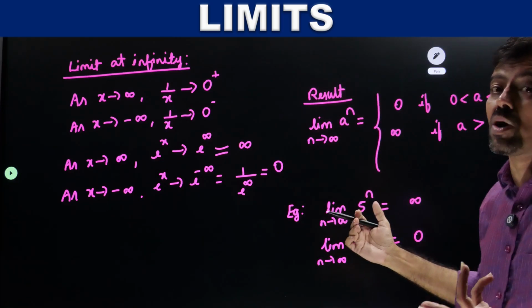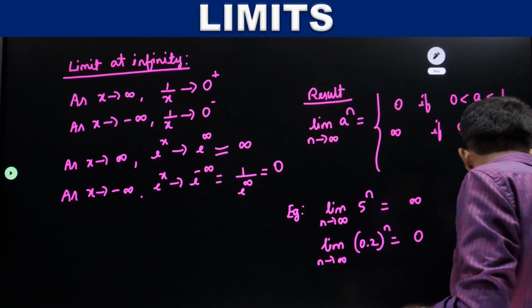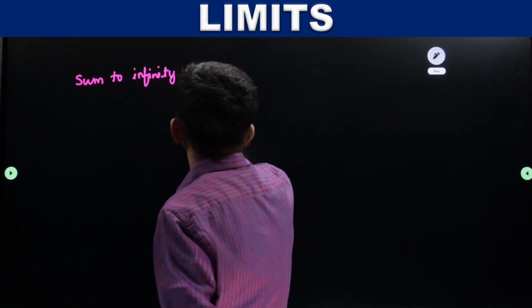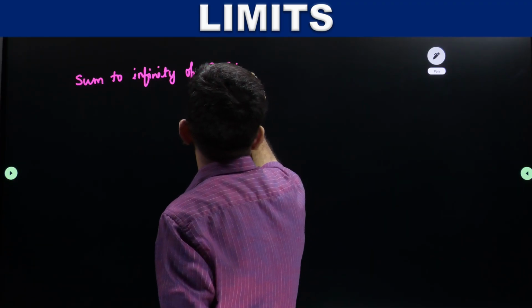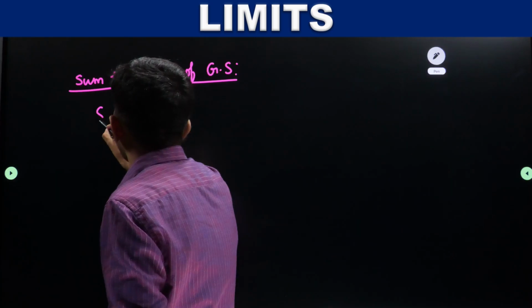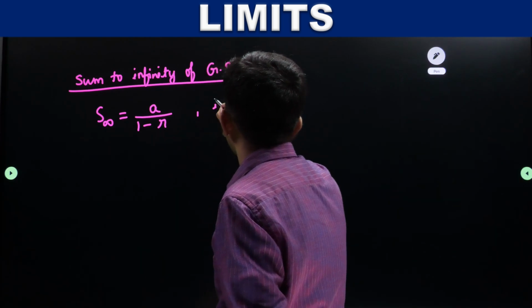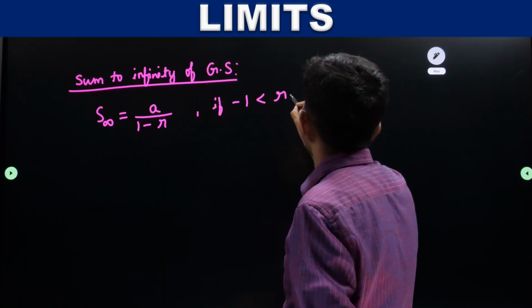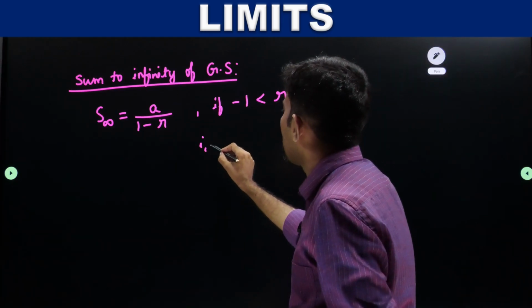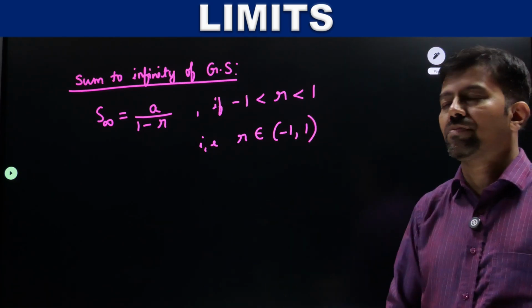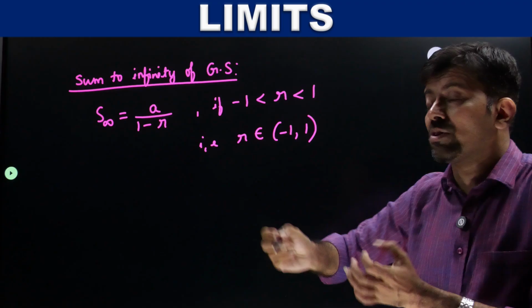And also the sum to infinity of a geometric series is a by 1 minus r. That is also quite useful. Sometimes you may require it in limits also. Sum to infinity of a GP, sum to infinity of a geometric series: S infinity is equal to a by 1 minus r, if the common ratio lies between minus 1 and plus 1. That is, r belongs to the open interval minus 1 comma plus 1. Sometimes you may come across these formulas in limits also.